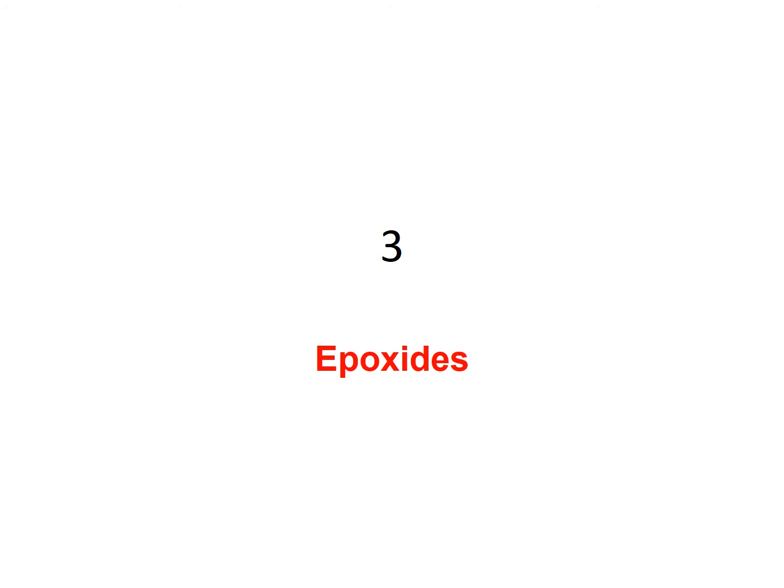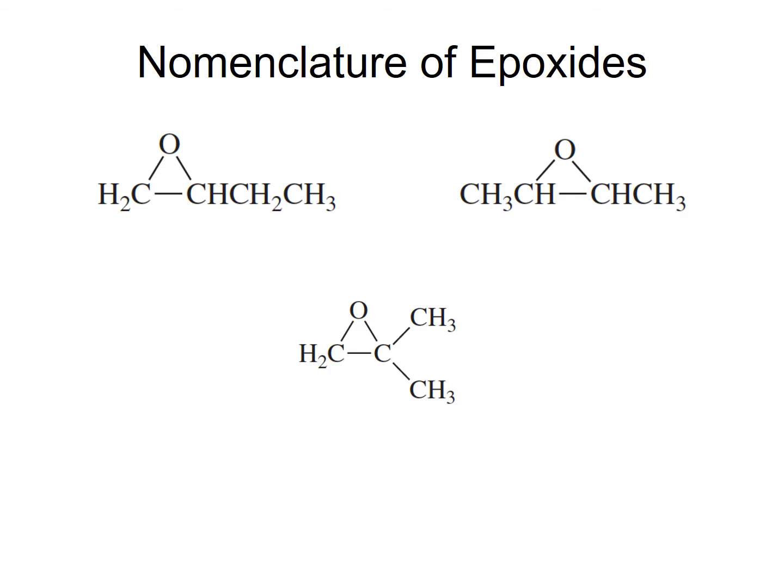This video is going to look at a special type of ether known as an epoxide. Epoxides are three-membered rings containing an oxygen. For nomenclature, it's actually very simple.